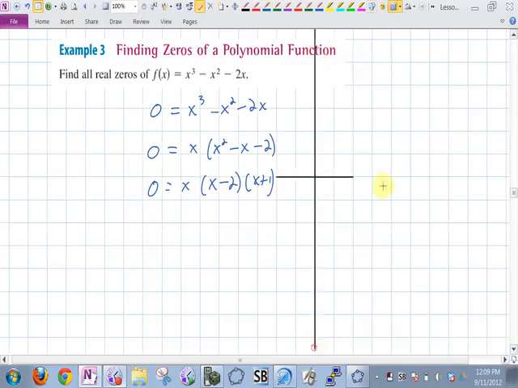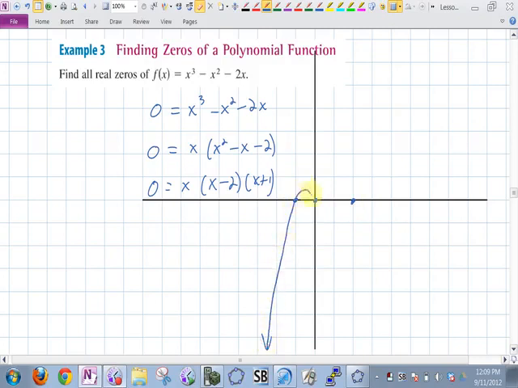Absolutely. It's going to be crossing at -1, 0, and positive 2, and it's going to be coming from negative infinity to the left and going up to positive infinity to the right. Very rough sketch. I don't actually know how high that hill is, how low that dip is.